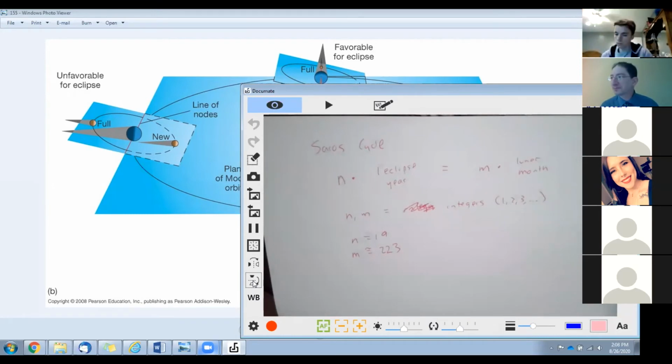You follow so far? There's a pattern and it will repeat because you're back at the exact same starting point as you were 19 eclipse years ago. The moon is in the same position.